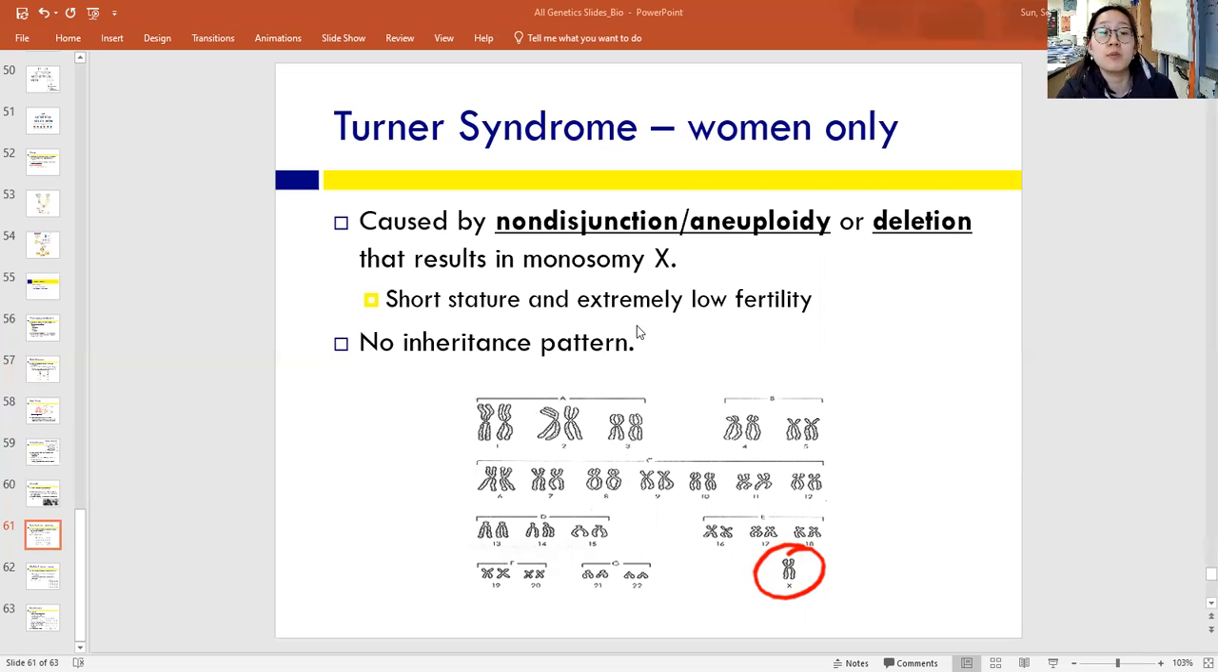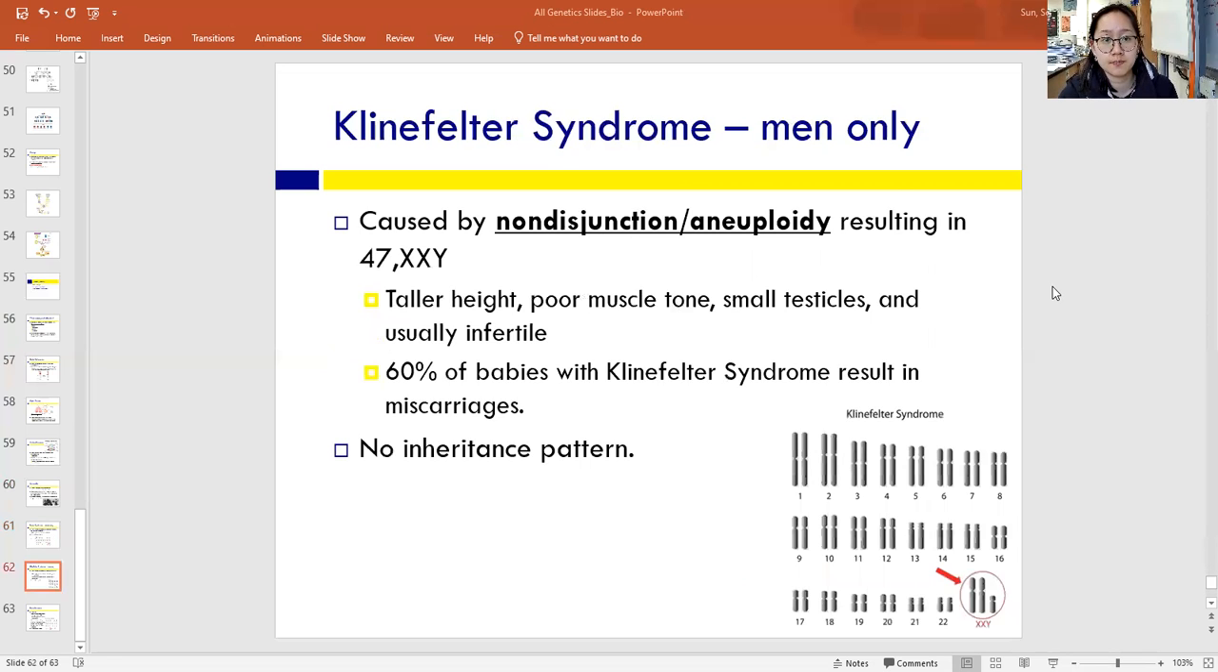Women with Turner syndrome tend to have short stature and they have fertility issues. And there's no inheritance pattern because this isn't something that's passed down from mother to daughter. It's something that just happens because of non-disjunction during mitosis or meiosis.